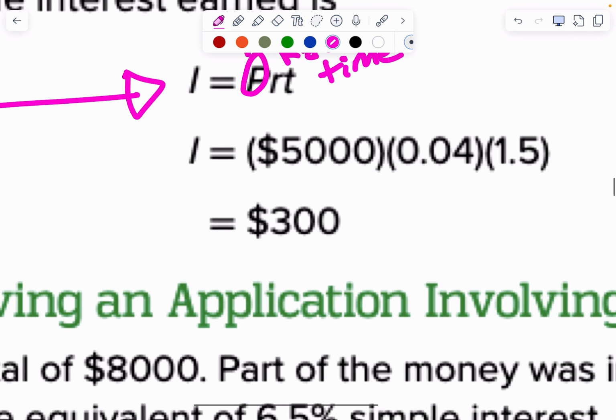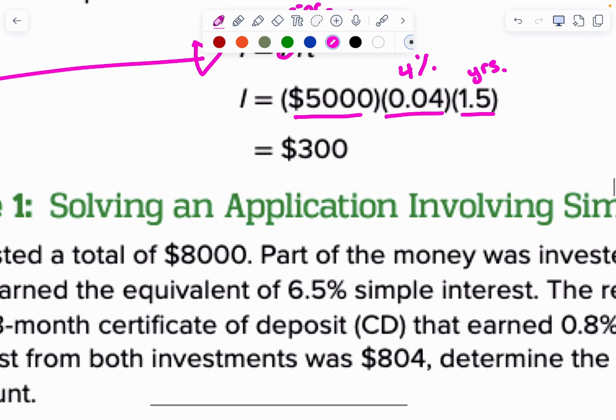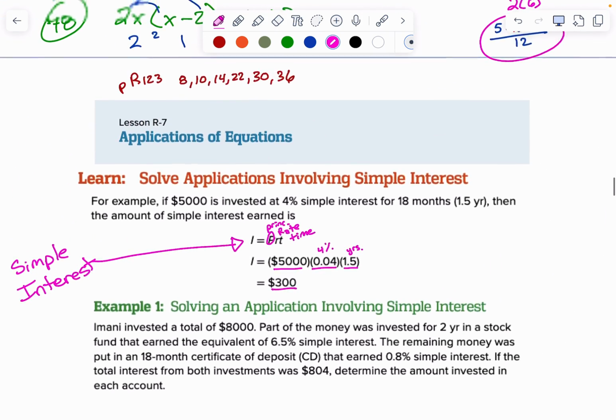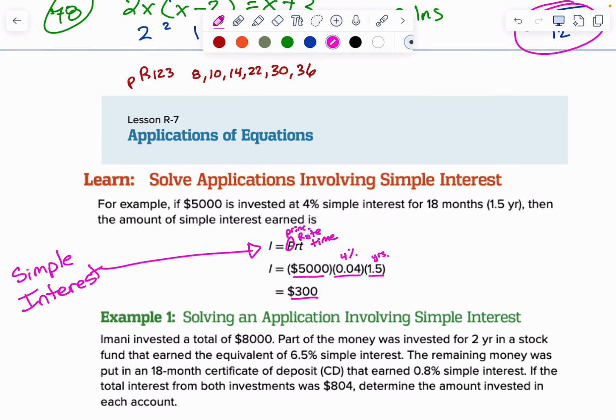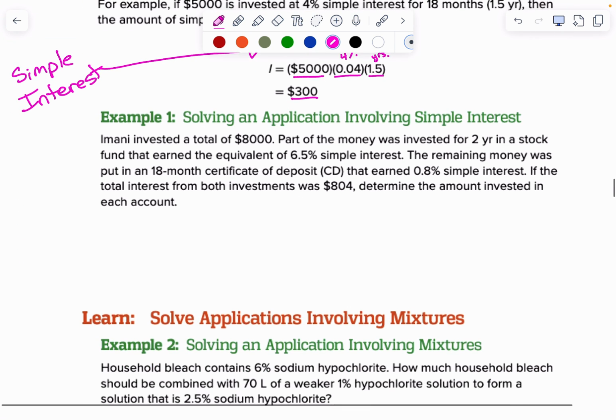So here we have a principal of 5,000 at 4%, which we have to convert to a decimal, right? And then for 1.5, probably years. Unless they specify otherwise, your time period will always be in years. It may be in months, but they will specify that if it's not years, okay? And so your interest will be $300. Simple interest, 4%, 1.5 years for 5,000. That means the interest will be $300. Good?